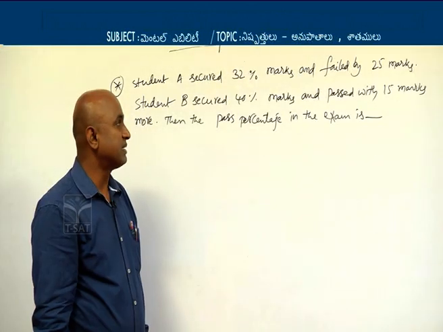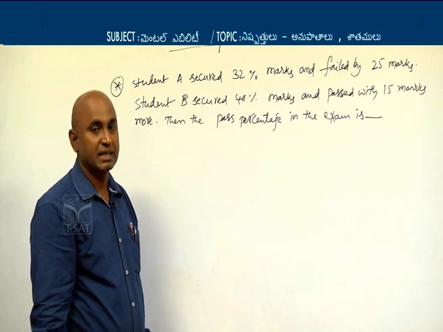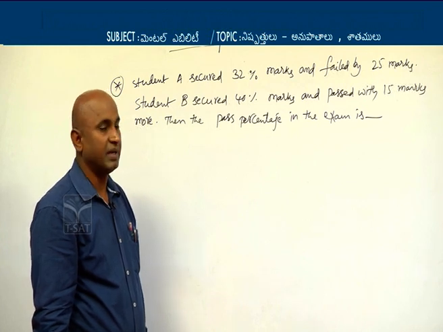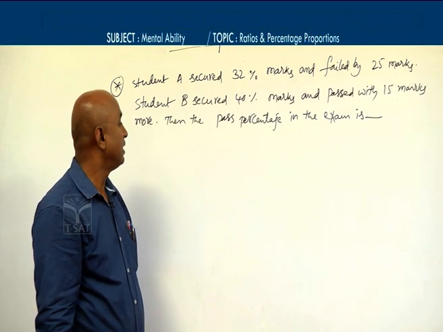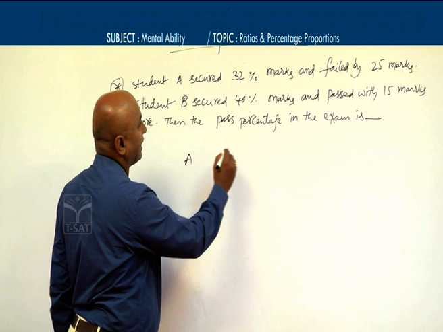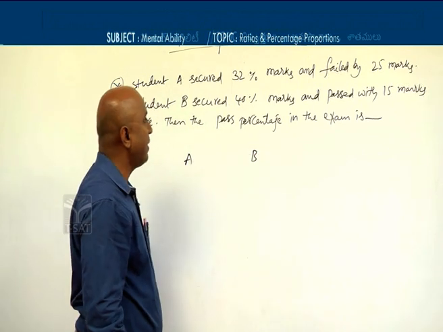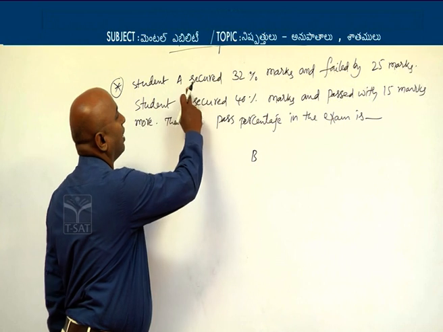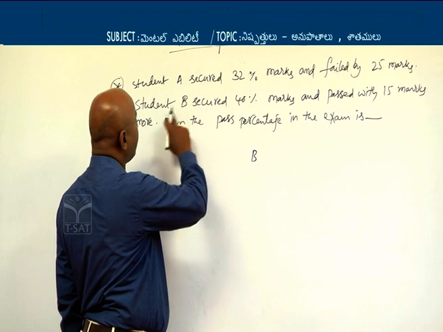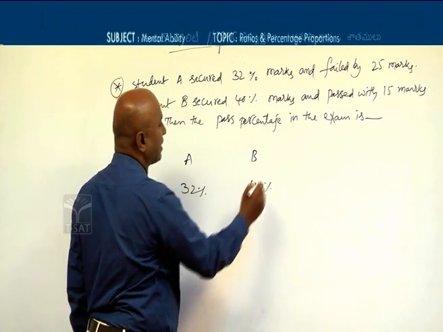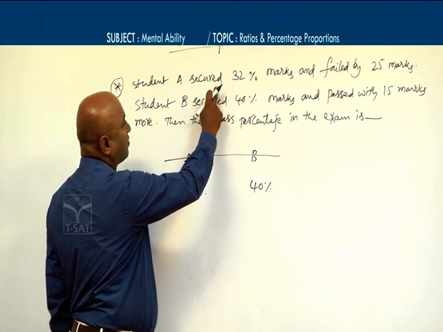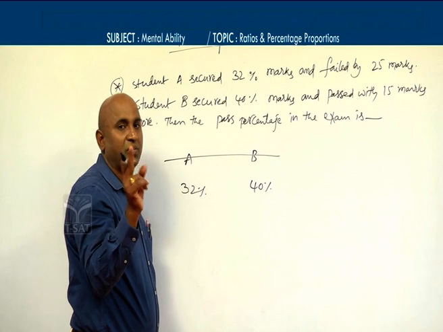Student A secured 32% marks and failed by 25 marks. Student B secured 40% marks and passed with 15 marks more than the pass marks. Then the pass percentage in the exam is... one student A is there and another student B is there. ఇక్కడ A మరియు B అనే విద్యార్థులు ఇద్దరు ఉన్నారు. వాళ్ళలో A అనే వ్యక్తికి 32% మార్కులు వచ్చాయి, B అనే విద్యార్థికి 40% మార్కులు వచ్చాయి. A అనే వ్యక్తి ఏమైందంటే 32% మార్కులు వచ్చి 25 మార్కులు తక్కువై ఫెయిల్ అయ్యాడు.